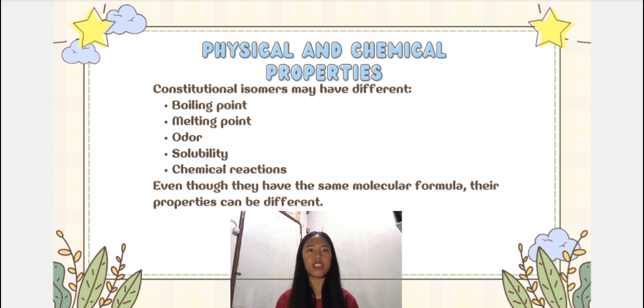So next slide is the physical and chemical properties. Even if constitutional isomers have the same molecular formula, they can have different properties. They may have different boiling points, melting points, odor, solubility, and chemical reactions. This happens because their structures are different.